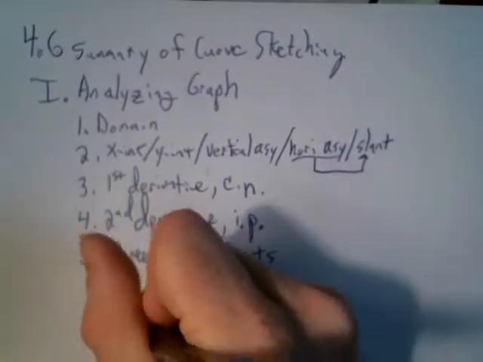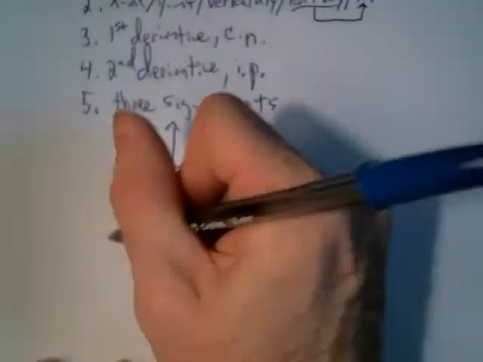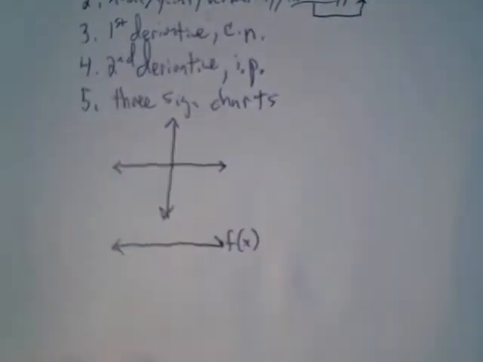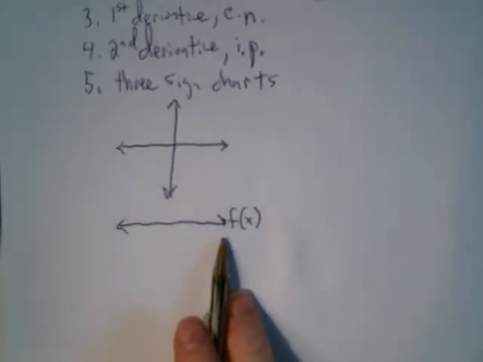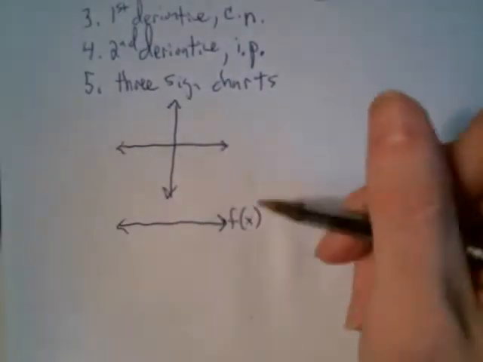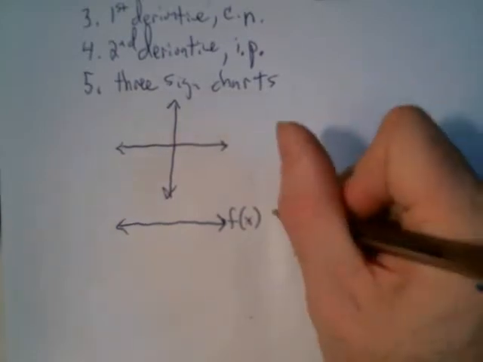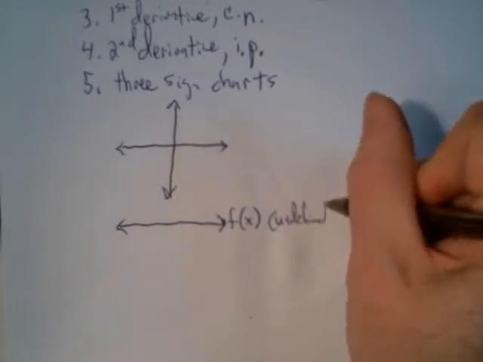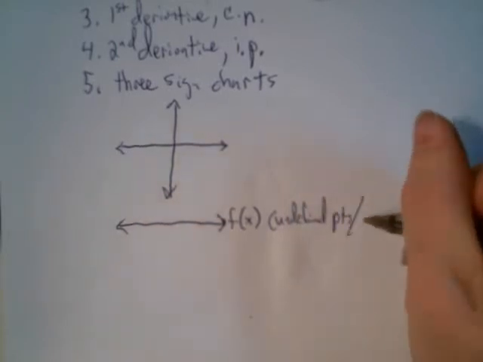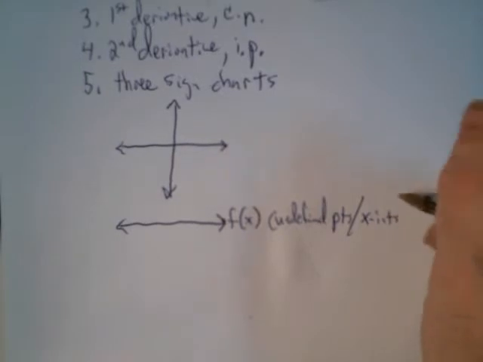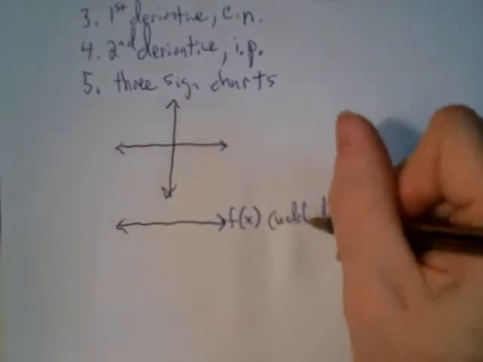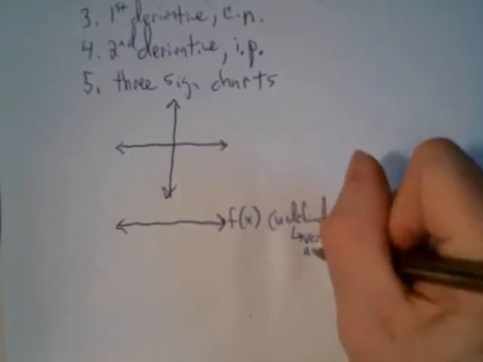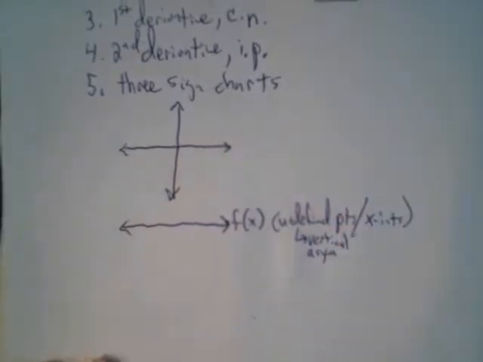You'll have your XY plane, and then below it you'll have f of x, and this is where you're plotting any undefined points and x-intercepts. Okay, so find points and x-intercepts. So the undefined points will generally come from your vertical asymptotes. So here are the vertical asymptotes. Okay.